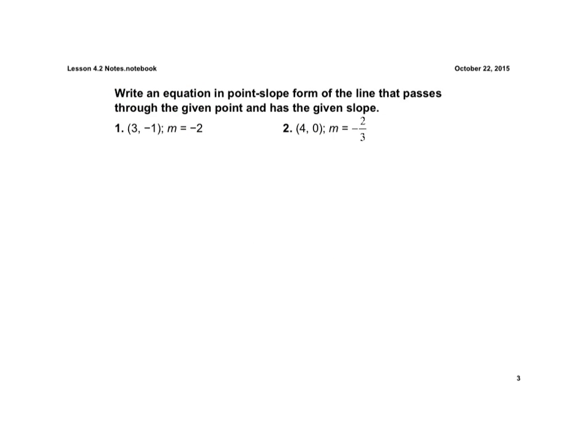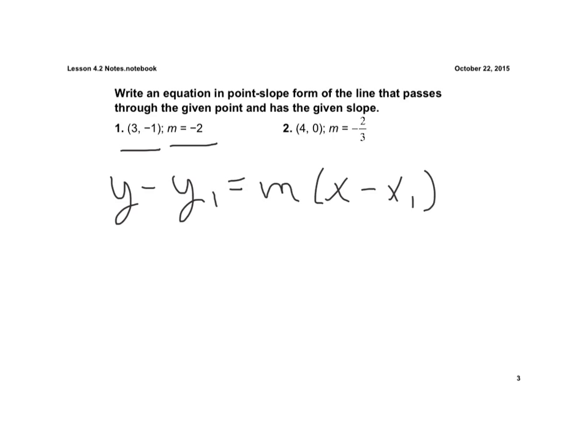So in this first problem, we're given the slope, and we're given a point on the line. If we think about point-slope form, which is y minus y1 equals m times x minus x1, the first point given to us is our x1, y1. So we'd write it as y minus y1, which is negative 1, equals the slope of negative 2 times x minus our x1, which is 3. And we're done. It says write an equation in point-slope form of the line that passes through the given point and has the given slope.